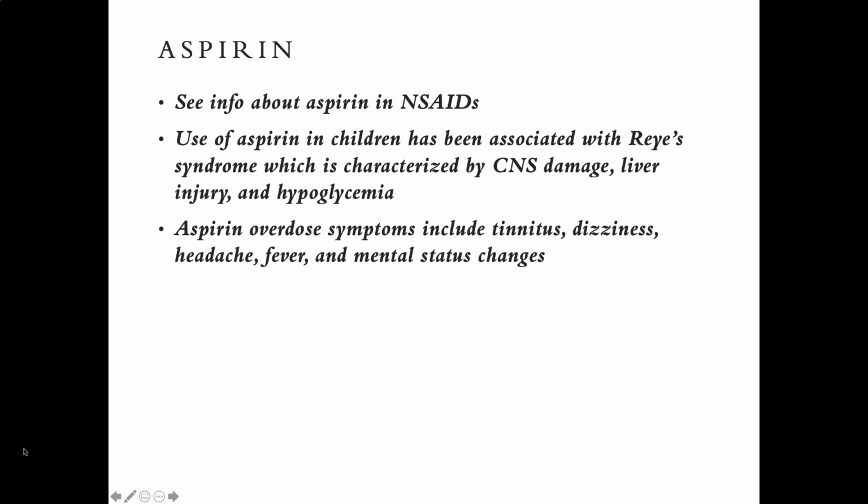Using aspirin in children is something that has been heavily publicized to not do because it's been associated with Reye's syndrome, and this is characterized by central nervous system damage, liver injury, and hypoglycemia. Children who, for whatever reason, reacted to aspirin and developed Reye's syndrome just have had a horrible time of it, even up to death. So there's been a lot of education, particularly in the 1970s and 80s, about do not ever give children aspirin.